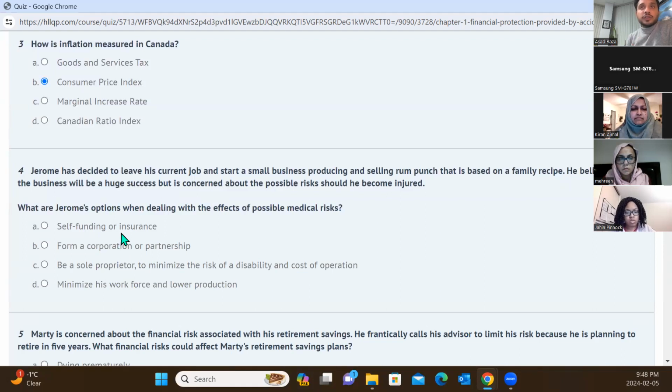Self-funding or insurance? Form a corporation or partnership? Be a sole proprietor to minimize the risk of a disability and cost of operation, minimize his workforce and lower production. Simple. What do you think? What are Jerome's options? A, B, C, D. Marine answered. I want to see how you guys answer this question. This is an important concept base. So let's wait for everybody to answer.